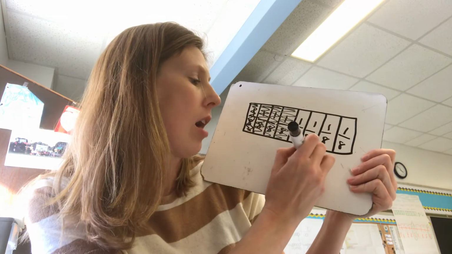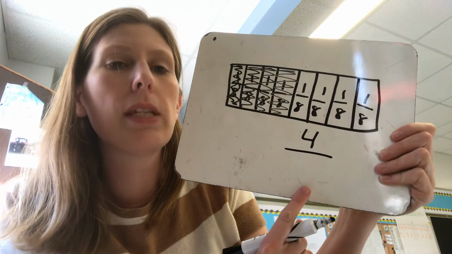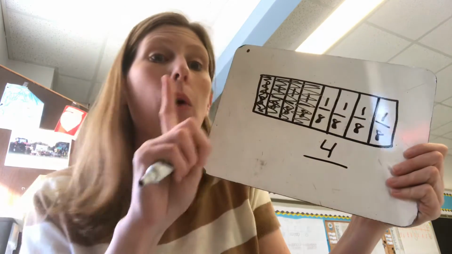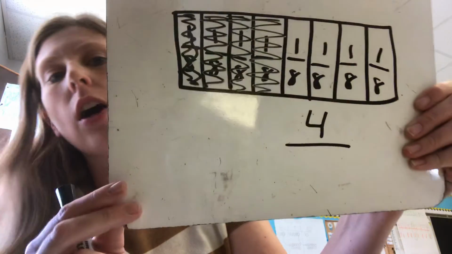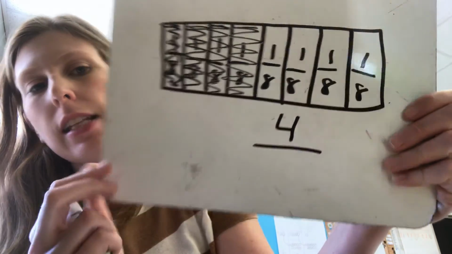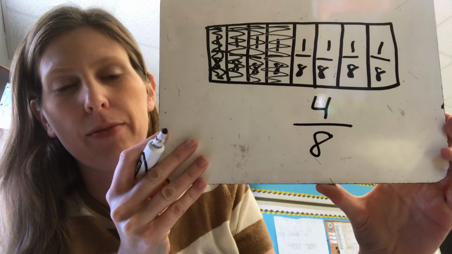The part we're talking about is our numerator, so that is the number that's on top, 4. Your denominator is the bottom number. It's how many equal pieces are in that whole, in that one whole. I had 8 equal pieces, and you can see our denominator was already marked on here as 8. So the fraction of my cake that is left over is 4/8.